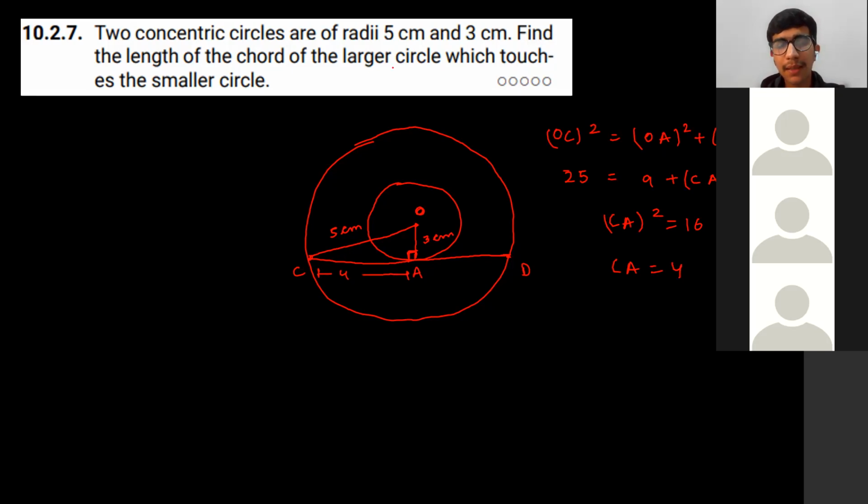But we have to find the length of the chord. Now, since we know that a perpendicular from the center bisects the chord, we can say that CD will be equal to CA plus AD. But since this perpendicular from the center bisects the chord, I can say CA is equal to AD. Therefore, CD will be equal to 2 times CA. So 2 times 4 is equal to 8.